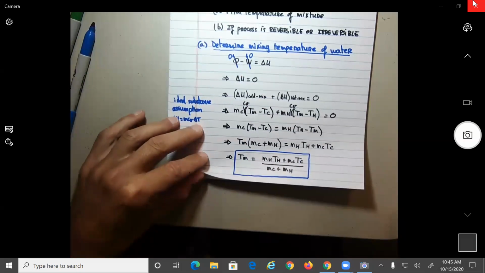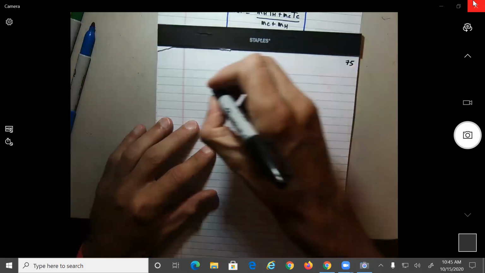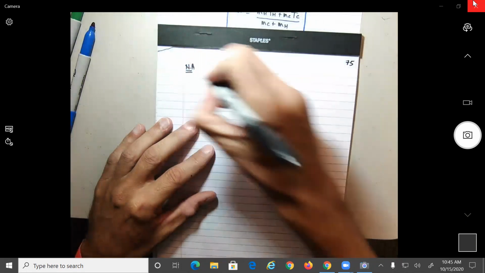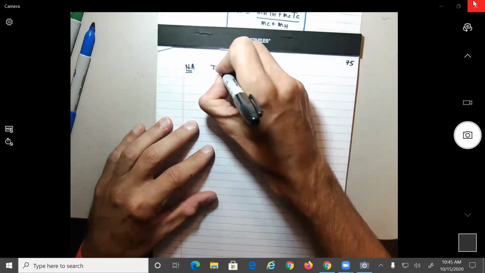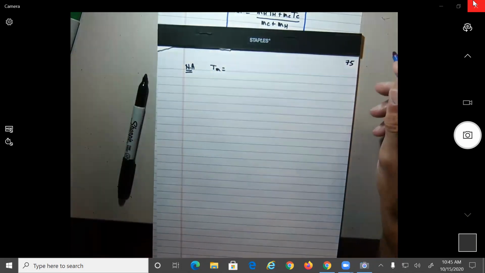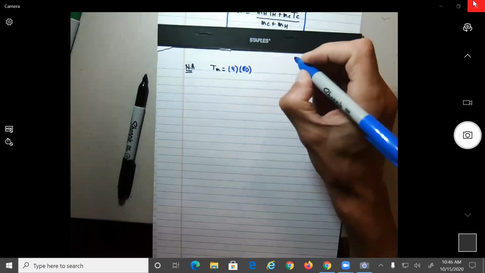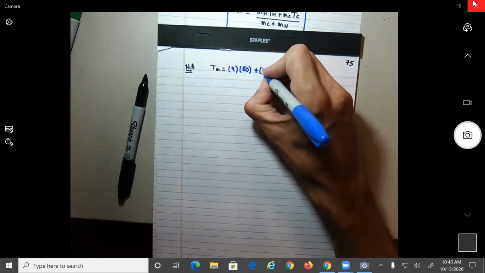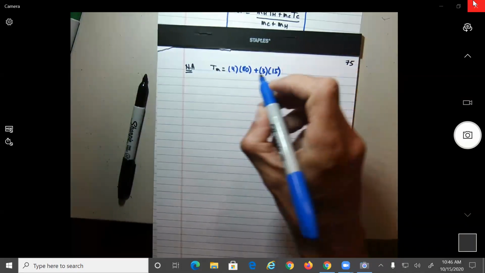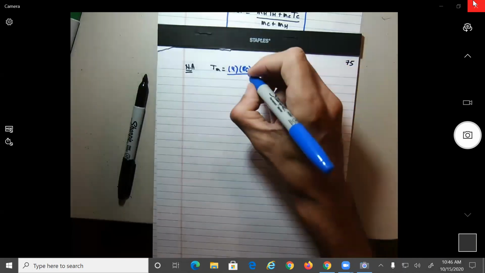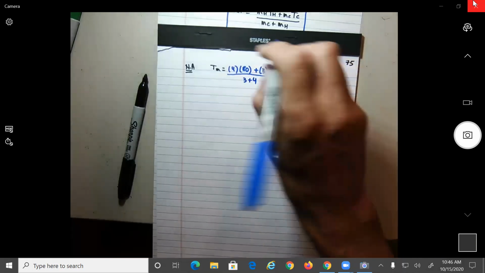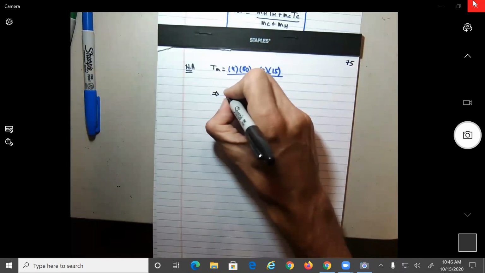So if we do the calculation, numerical application, the temperature of the mixture will be equal to: mass hot was 4, T hot we say was 80, plus m cold we say was 3, T cold 15, divided by 3 plus 4. Can somebody do that calculation, please?